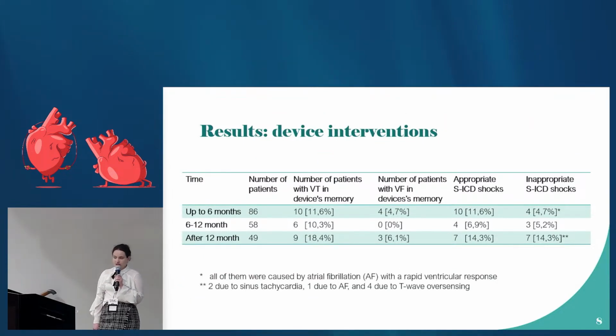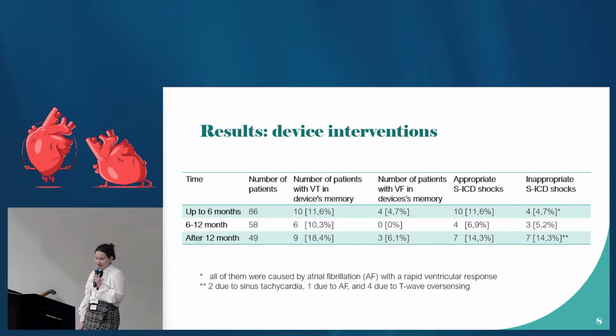As we can see on this slide, another complication after SICD implantation is inappropriate SICD intervention. Up to 6 months, 10 patients had appropriate SICD shocks. They were due to ventricular tachycardia or ventricular fibrillation, but 4 patients experienced inappropriate SICD shocks. All of them were caused by atrial fibrillation with a rapid ventricular response.